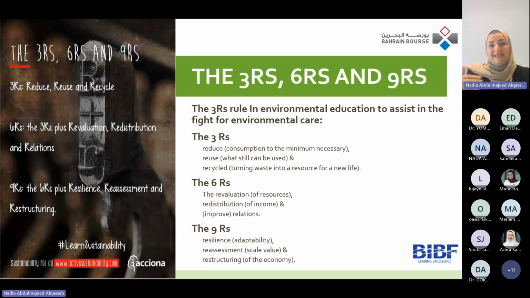Now, if we want to extend this concept, we can go to 6Rs and 9Rs. So what are the 6Rs? The reevaluation of resources, we have to reevaluate how many resources I'm actually using. Can I make that less? Redistribution of income and improving relations with stakeholders, when I'm talking with them about their needs and their wants.